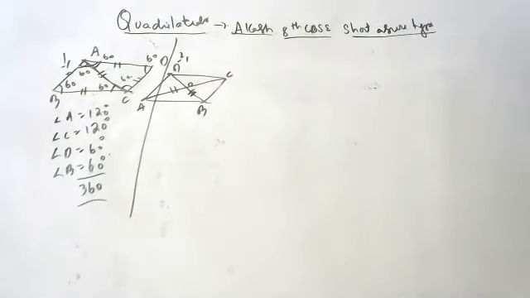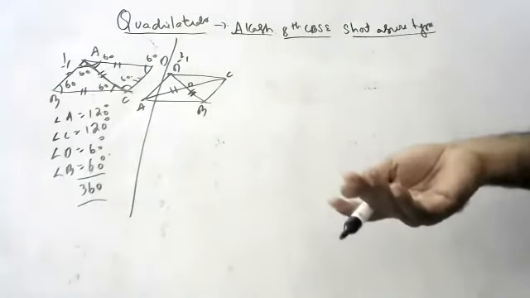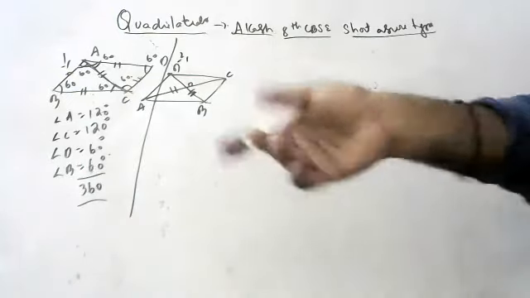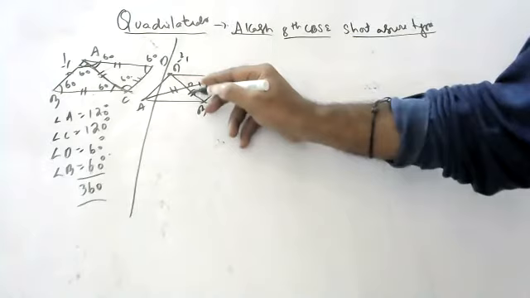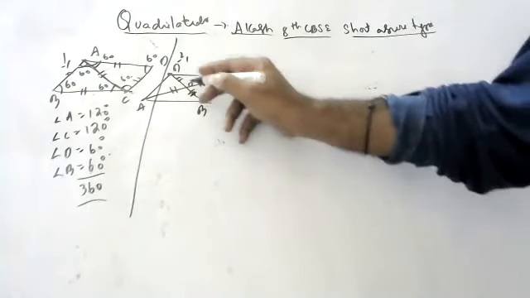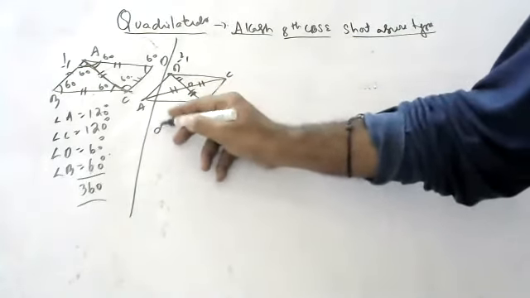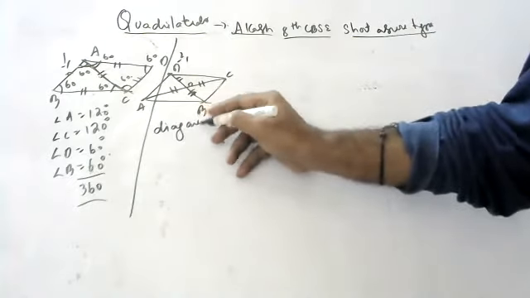Yes, what type of parallelogram? Normally, this and this will be equal. But he's saying this and this are also equal. This and this also will be equal. So all the diagonals are equal. See, diagonals are equal.